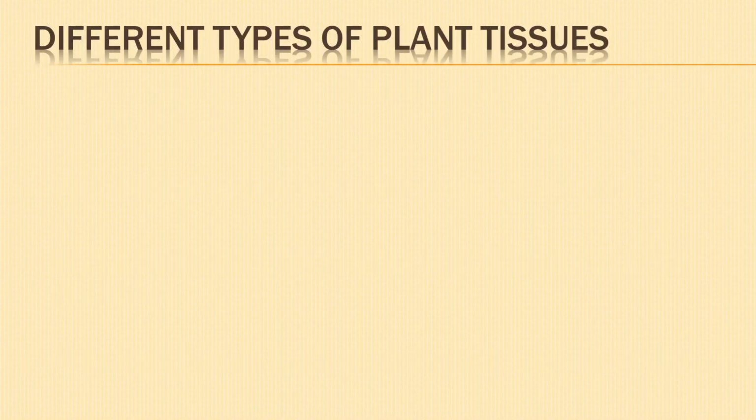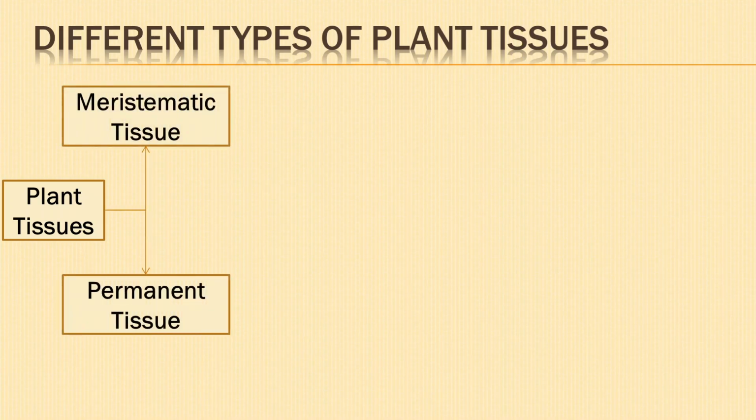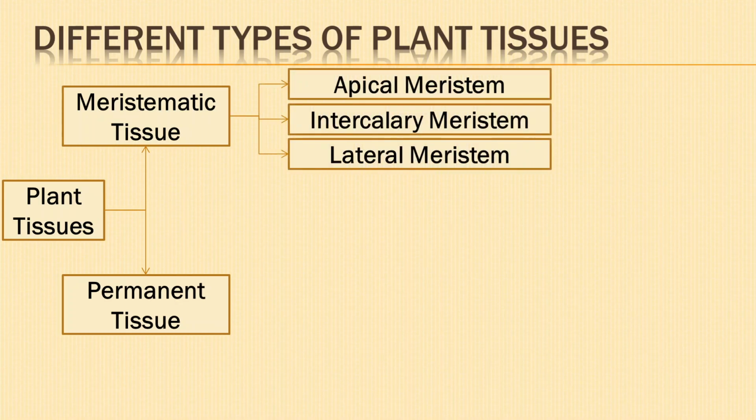Now, we shall learn about the different types of plant tissues. Plant tissues are primarily classified into two groups, meristematic tissue and permanent tissue. Depending on the region where they are present, meristematic tissues are classified into apical meristem, intercalary meristem, and lateral meristem. Vascular cambium and cork cambium are the examples of lateral meristem.